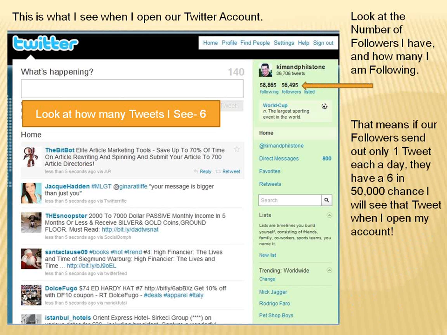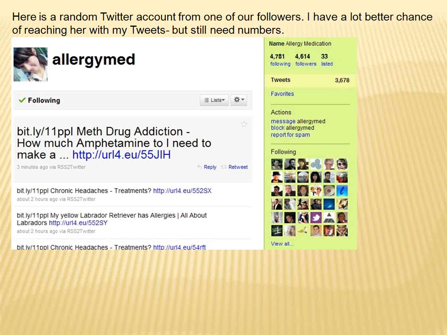What that basically means is if our followers, the people who are following us, send out only one tweet each day, they have a 6 in 50,000 or so chance that I'll see that tweet when I open my account. Not great numbers here. Let's take a look at a couple of others. Here's a random Twitter account from one of our followers, and I'd have a lot better chance of reaching her with my tweets because of the numbers.